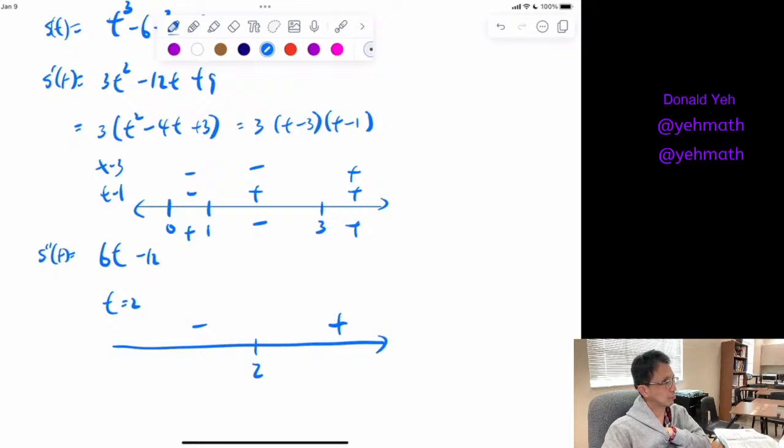Velocity increasing? Wait, so for velocity increasing, I thought you take the derivative of velocity, so you get acceleration, and then you do the number line test. Is that right? And then for acceleration increasing, do the third derivative?